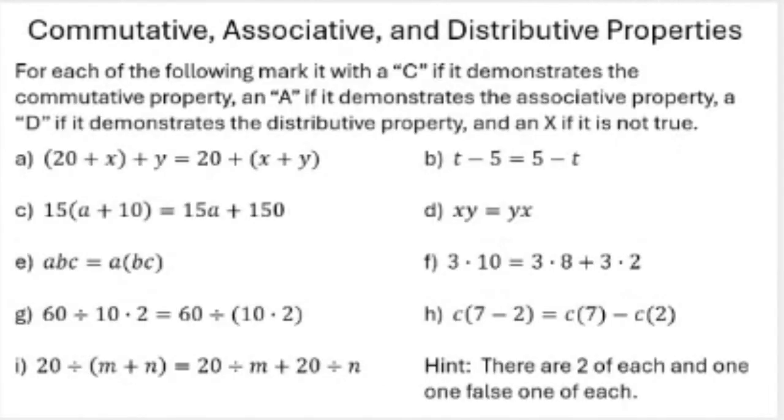So we are going to take, you know what, let's take 5 minutes. And you guys take a look at these, and I would like you to put by every single one of those either a C, an A, or a D if it demonstrates the commutative, associative, or distributive property, or put an X if the statement is actually not true. And I give you a little hint there. There's 2 of each letter, and then also 1 of each type, so 3 in total that are actually not true.